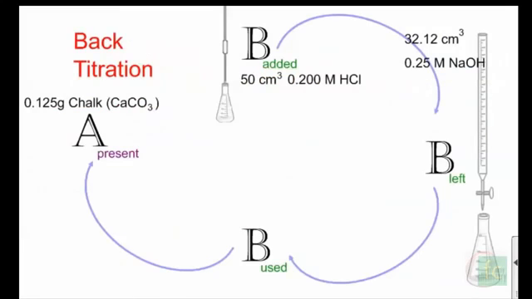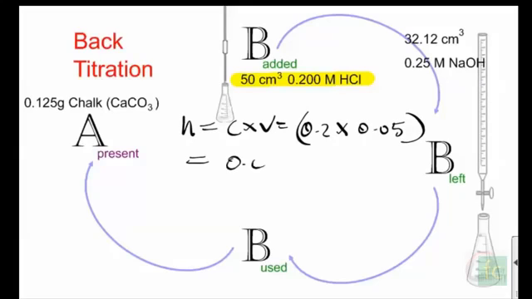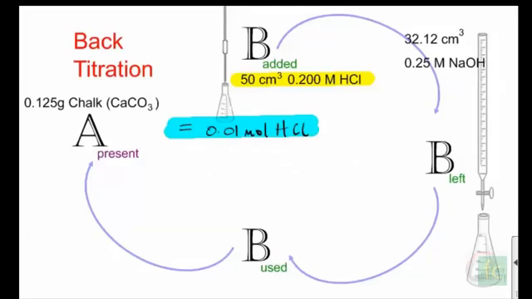And here's the writing frame once again. So pause and give it a good go. First step, to work out the number of moles of the known excess of hydrochloric acid. n equals cV, so 0.2 times 0.05 gives us 0.01 mole of HCl.